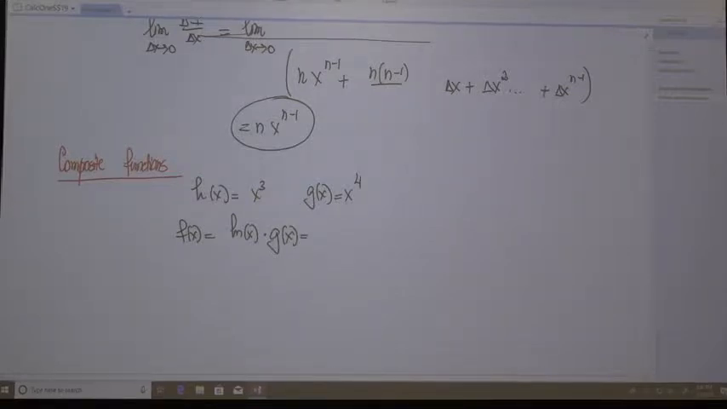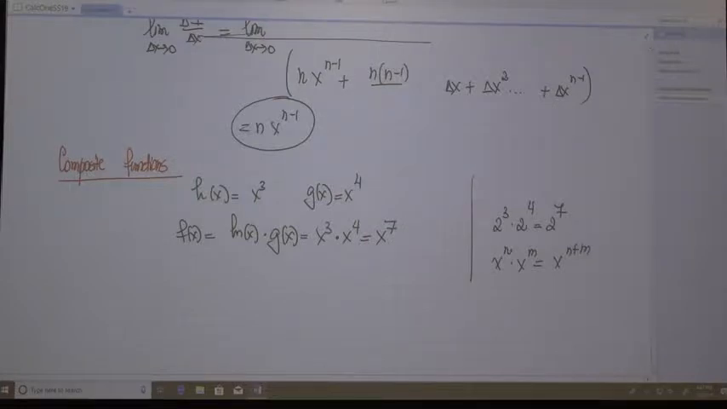What is this? This will be x to the power of 3 multiplied by x to the power of 4, right? Let me give you a small example with numbers. 2 to the power of 3 multiplied by 2 to the power of 4 is 2 to the power of 7. So this will be equal to x to the power of 7, because there is a rule: x to the power of n multiplied by x to the power of m is equal to x to the power of n plus m.